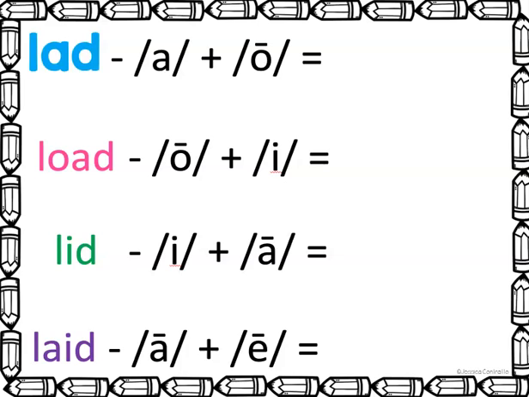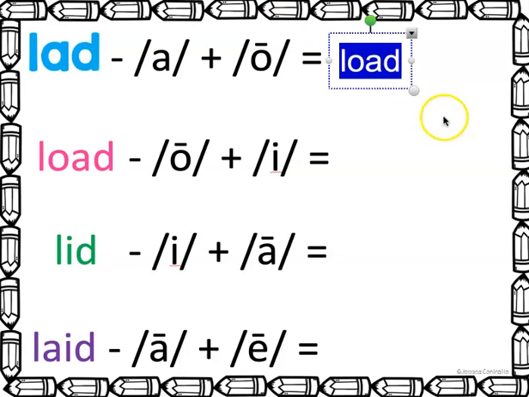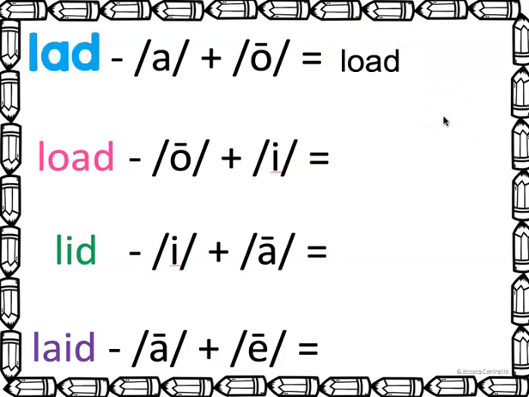But here's the confusing part. When you spell it, it's going to look like this. Load. Now that has a long A sound. And we took away the short A sound, but we still kept the letter A. But notice that the O is first and the A is the second letter. So now we have load.